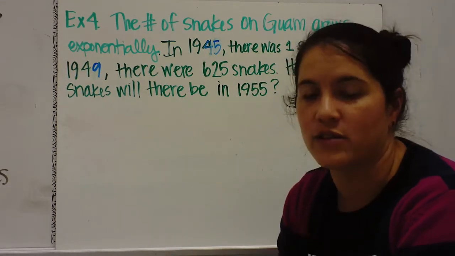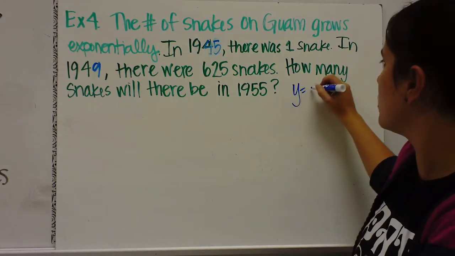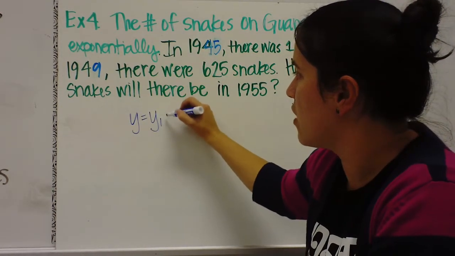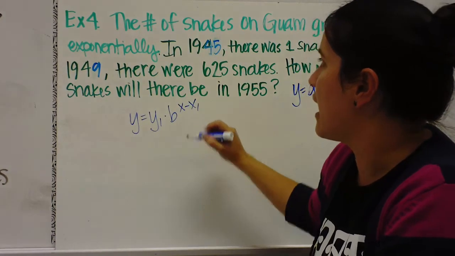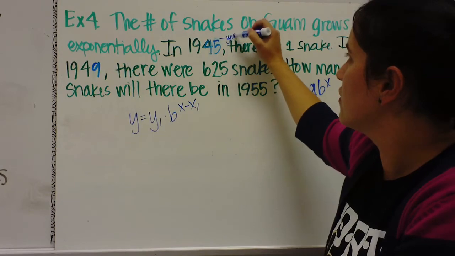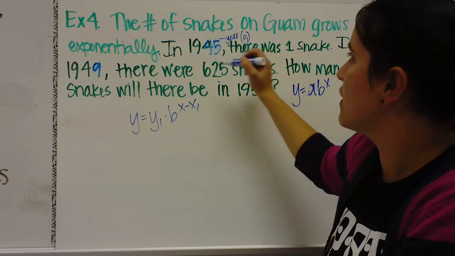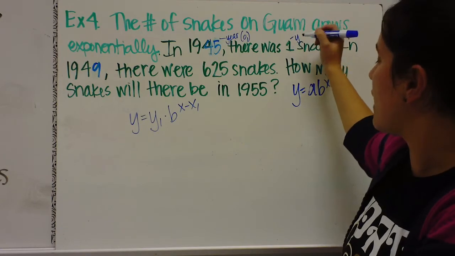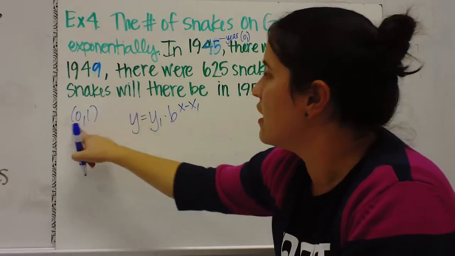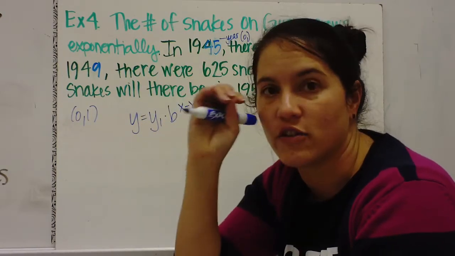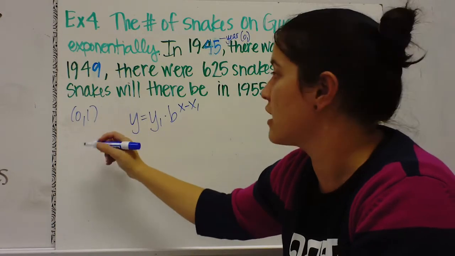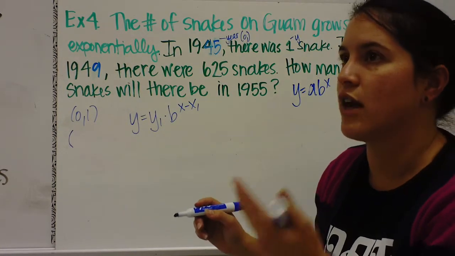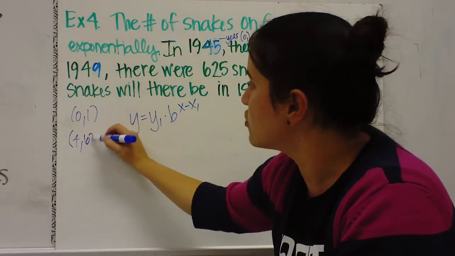So in order to solve this, we have to come up with the equation y equals ab to the x. So here's where I want you to try it on your own. I want you to use our formula, y equals y1 times b to the x minus x1. And your points. This is your starting year, so that would be 0. And your year obviously is your independent variable. And there was 1 snake, so that is your y. So your first point is going to be 0, 1. In the starting year, the initial year is 0 years, there's 1 snake. Then from 1945 to 1949, that is 4 years. 45, so 46, 47, 48, 49. 4 years. And there were 625 snakes.